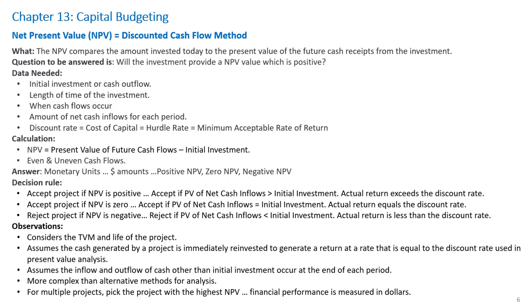You'll reject any projects with a negative NPV. In that case, the present value of the net cash inflows is less than the initial investment, and as such, the actual return is less than the discount rate. While the NPV is more complex than alternative methods, decision makers like using the NPV because it considers the time value of money and the entire life of the project. When used to select from multiple projects, always pick the project with the highest NPV.